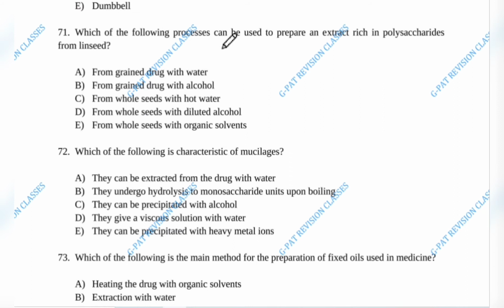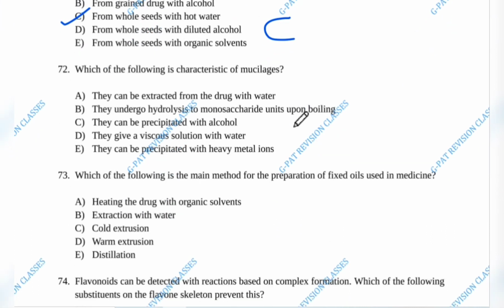Next is question number 71: which of the following processes can be used to prepare an extract rich in polysaccharide from linseed? The answer is C, from whole seed with hot water.